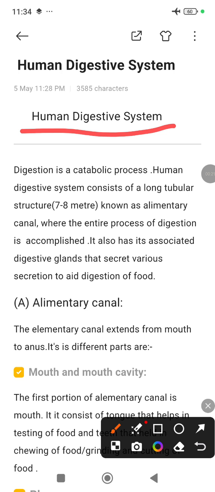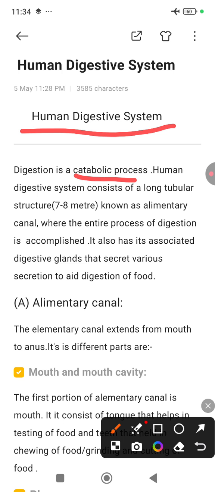We know that digestion is a catabolic process. So what is the meaning of catabolic process? A catabolic process is a metabolic pathway where complex molecules are broken down into simpler ones, releasing energy. Digestion is one kind of catabolic process.